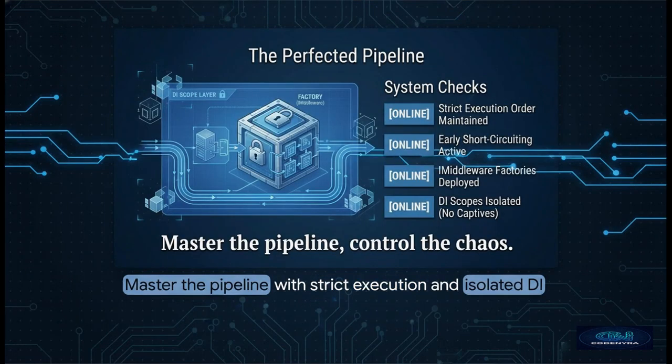All of this brings us to the ultimate goal, the perfected pipeline. When you combine all these elements together, your system is securely locked in, execution order is strict, early short-circuiting is active, which saves your database from all that bad traffic, IMiddleware factories are deployed, and your DI scopes are perfectly isolated with absolutely no captives. When you achieve this, you've mastered the pipeline, and you finally control the chaos of the web.